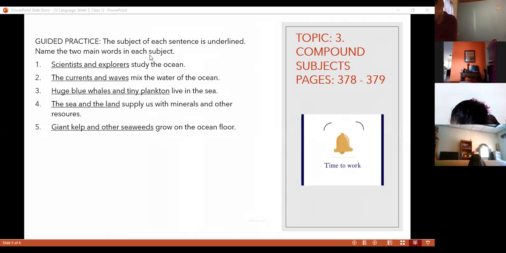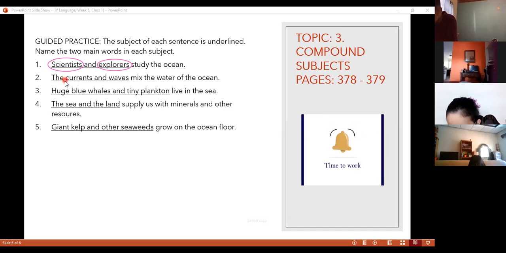Identifying the two main words in the subject. Well, you see, we have the subject and the predicate. The subject is underlined. Scientists and explorers study the ocean. This is the subject, scientists and explorers. We find the word that joins these two simple subjects. And now, what are the two main words? The two main words are scientists and explorers. Okay, excellent. You can circle scientists, and explorers. You see, the word "and" joins these two important words, the two simple subjects, and with this connector "and" we have a compound subject.